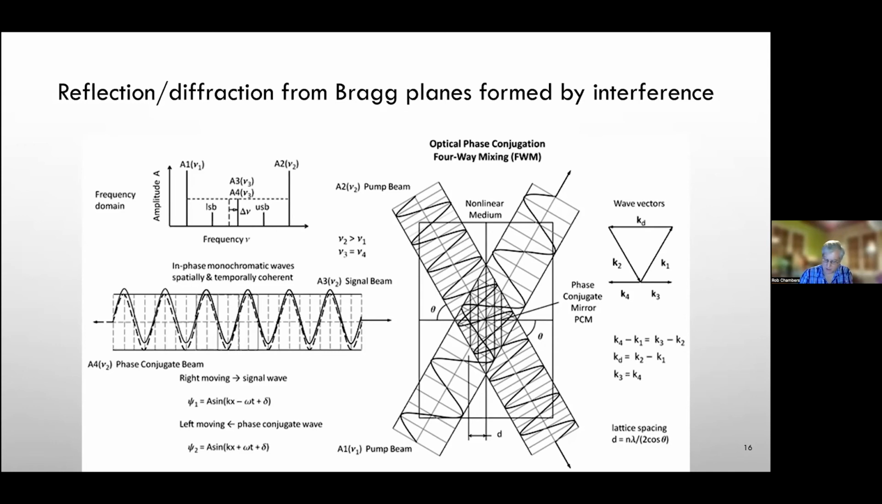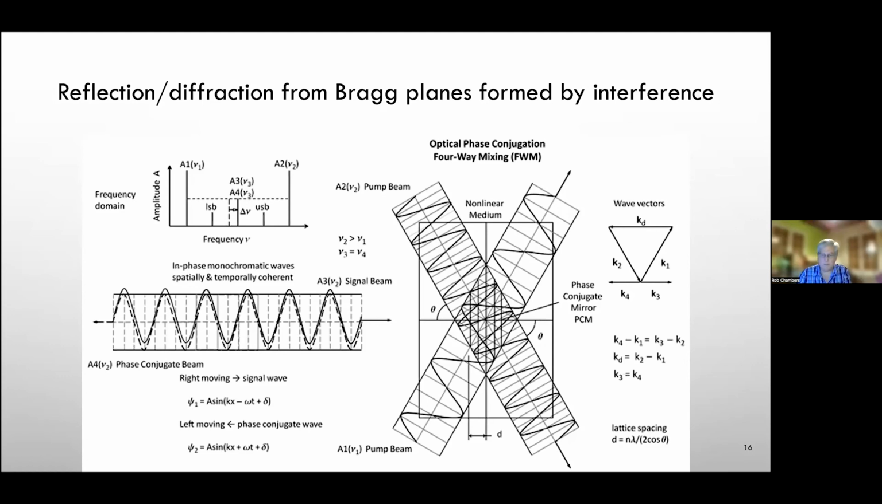And this is a diagram here which illustrates the phase conjugation four-wave mixing process for a case where the pump beam frequencies are not the same. So you're able to manage the frequency of the wave that comes out.